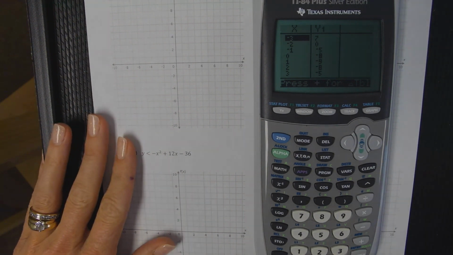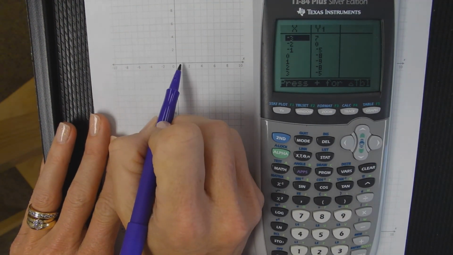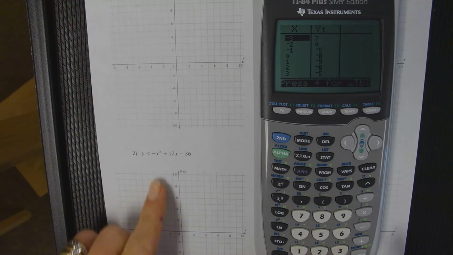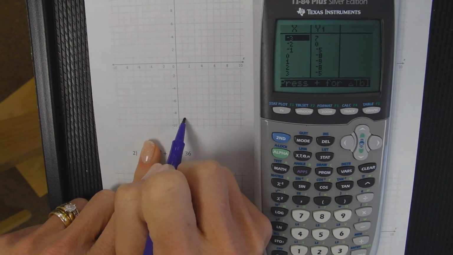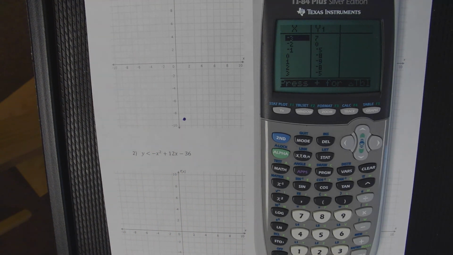Vertex is, one more time, 1, negative 9. There it is right there.